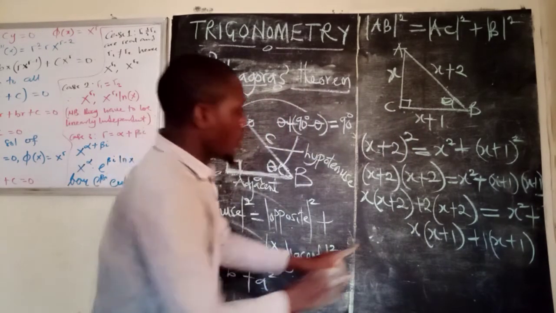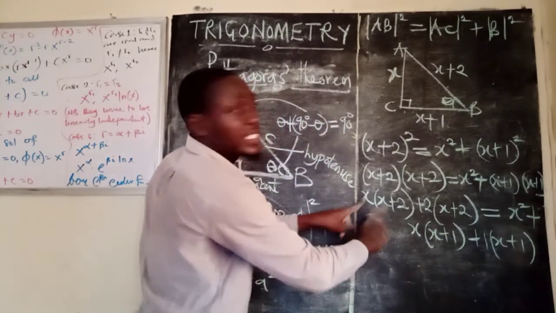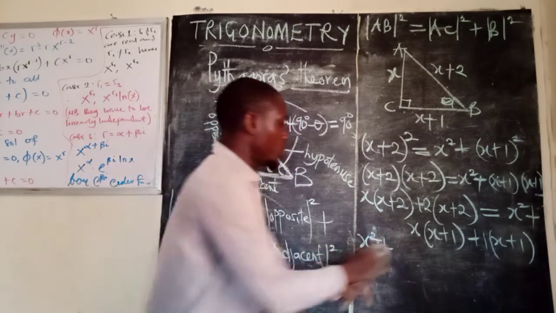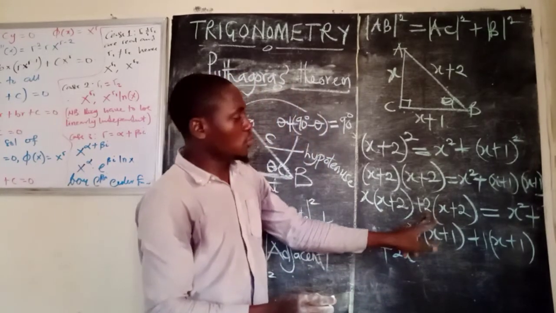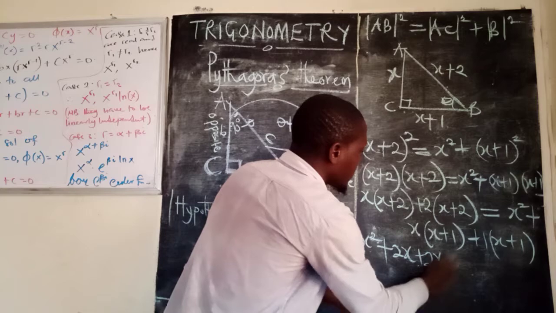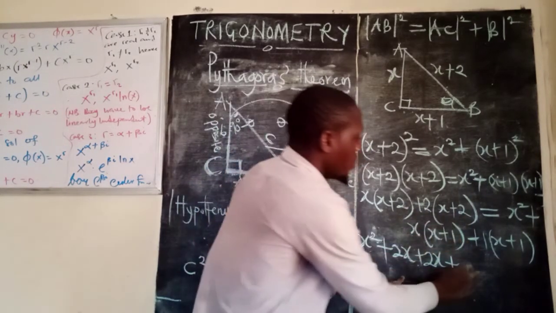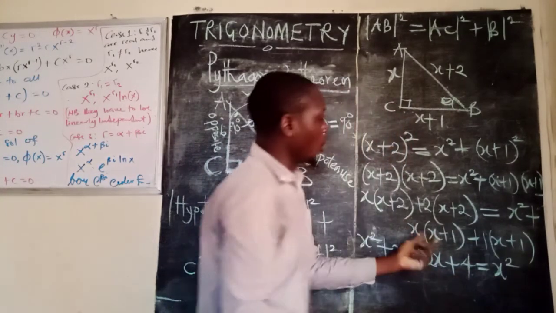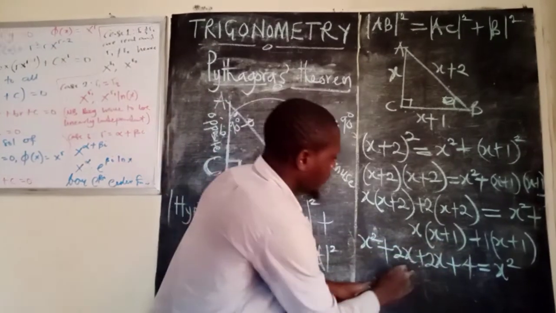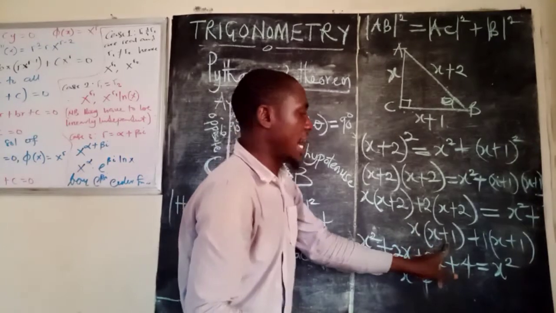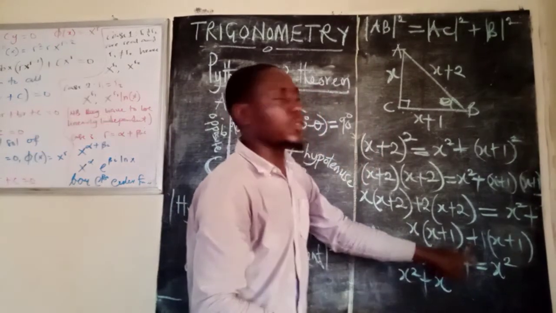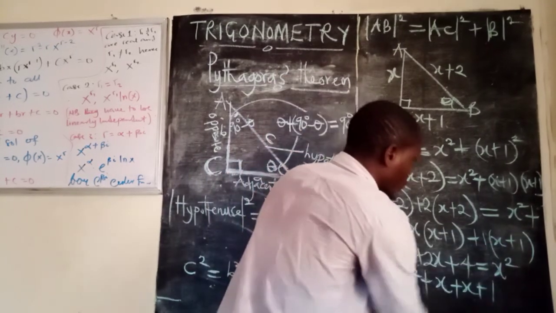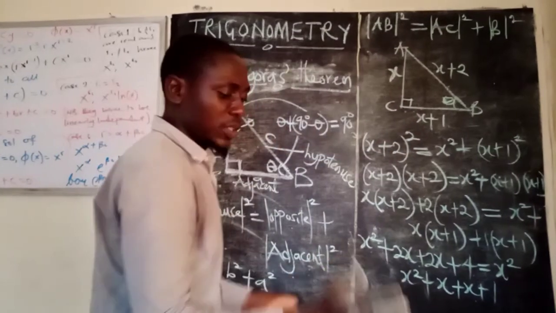Now from there, we can open this bracket. X times x, we have x squared, plus x times 2, we have 2x, plus 2 times x, we have 2x, plus 2 times plus 2, we have plus 4, equals, this is x squared, we put it down. We also open this bracket, x times x, we have x squared, plus x times plus 1, we have plus x, plus 1 times x, we have plus x, plus 1 times 1, we have plus 1.